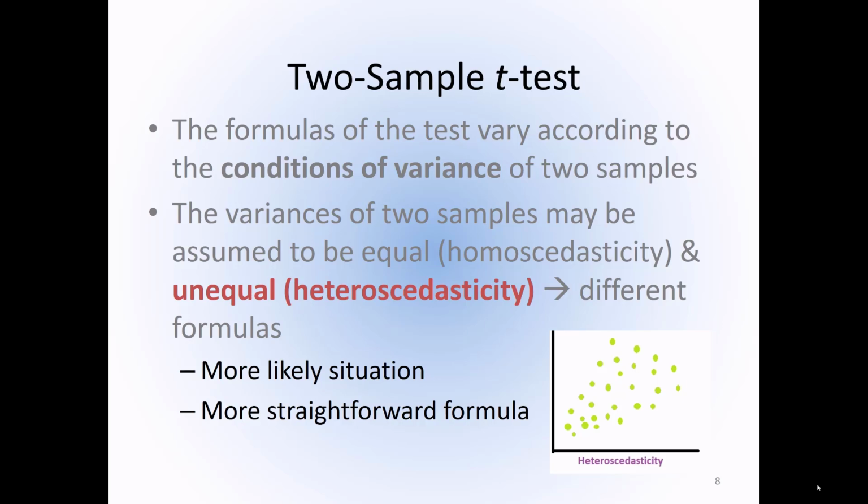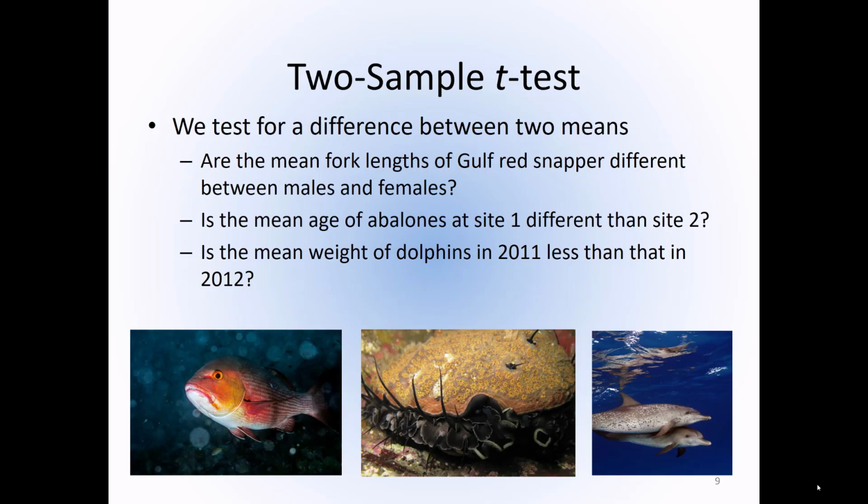This is also going to provide us with a more straightforward formula to use. For this particular class, we're just going to focus on situations when our variances for the two samples are different. We can use this two-sample t-test to look at the difference between the means of two different samples. We can look at differences in lengths, ages, weights, lots of different potential factors we can investigate across two different samples.